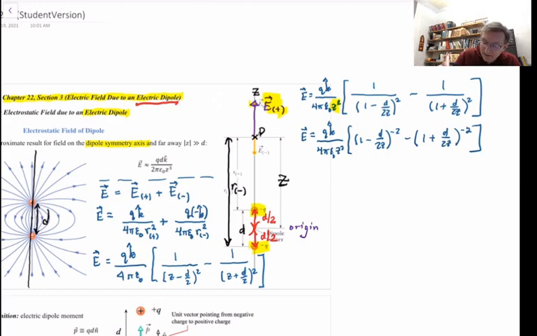Okay, now we're looking in a special limit. And here it is over here written. The absolute value of z is much, much greater than d. That means these little fractions right here, d over 2z that appears there and there, they're both very small compared to 1. They're much less than 1. Each of them is the same.